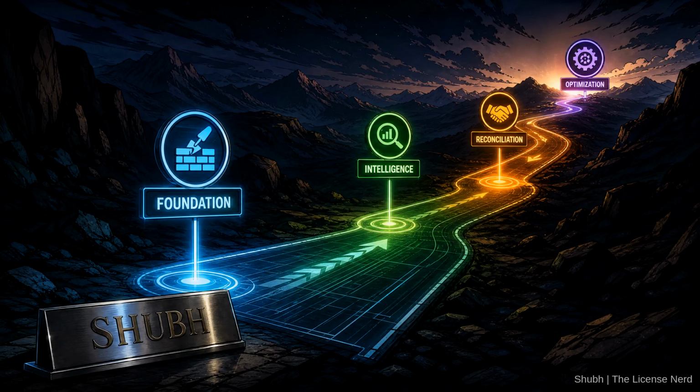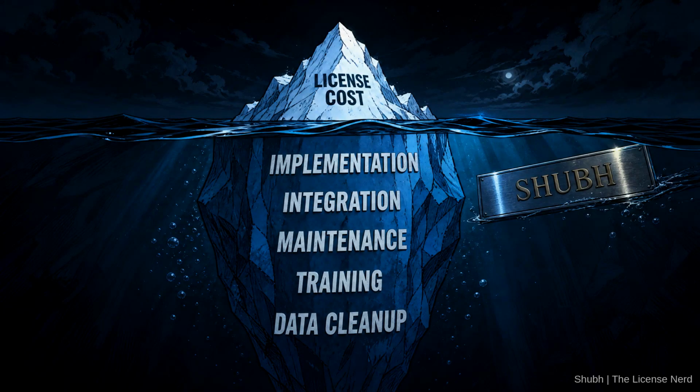Now, let us talk about the hidden costs that nobody mentions during the sales process. License cost is just the beginning. Implementation services typically cost 1 to 3 times the license fee. Data migration and cleanup can take hundreds of hours. Integration with your CMDB, procurement system, and contract management adds complexity. Annual maintenance and content subscriptions add 15 to 25% per year. Staff training and certification is essential but often forgotten.